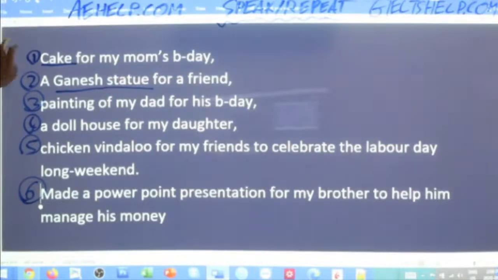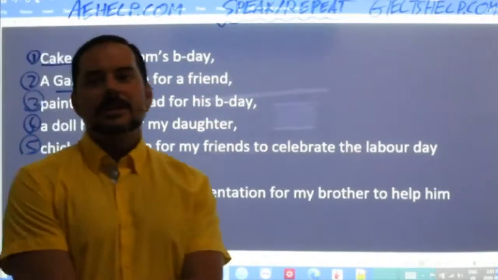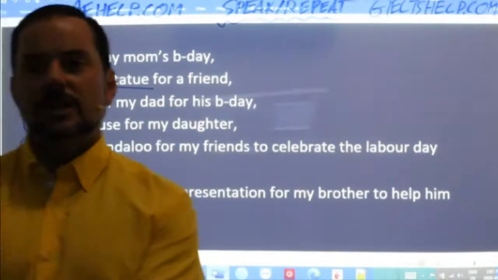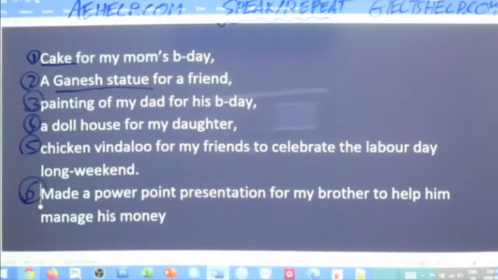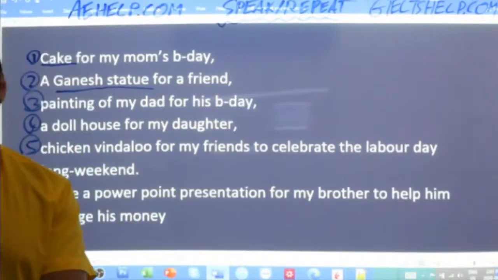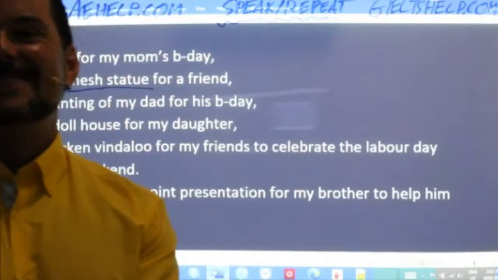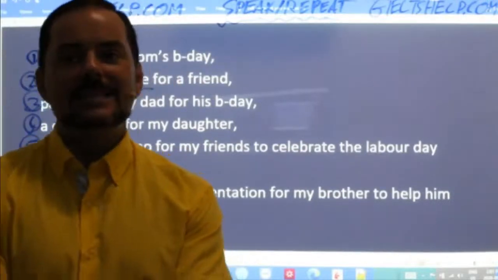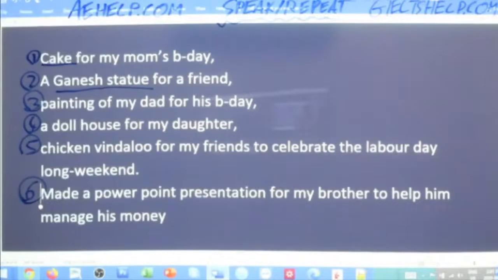Okay. 1, 2, 3, 4, 5, or 6. Just pick one. Okay. So Pweety says a cake. Just the number. Just the number. Vote on the number. Jainil really wants to go with the Ganesh statue. I think the Ganesh statue could be tricky to talk about, Jainil. Careful with it. Painting of my dad. All right, we have quite a nice split decision here. Hassan says, I support your dollhouse. Okay, dollhouse could be quite easy to talk about. Ois says, a painting of my dad for his birthday.